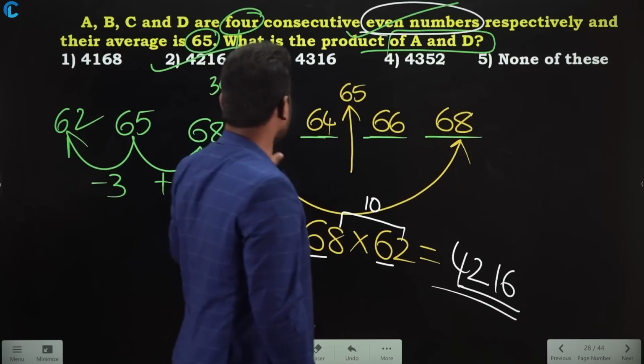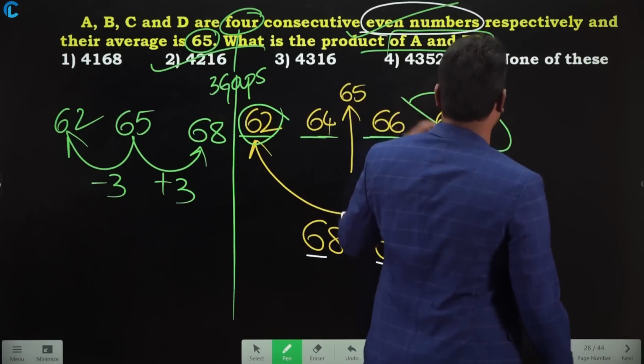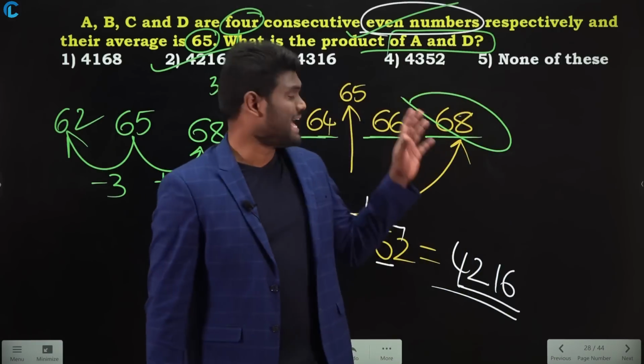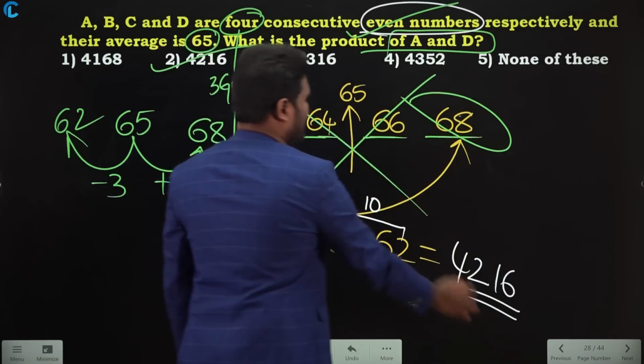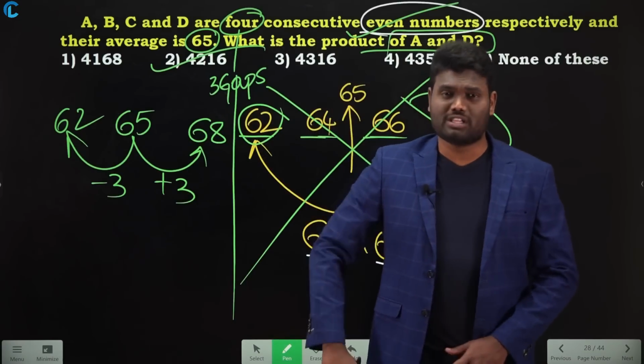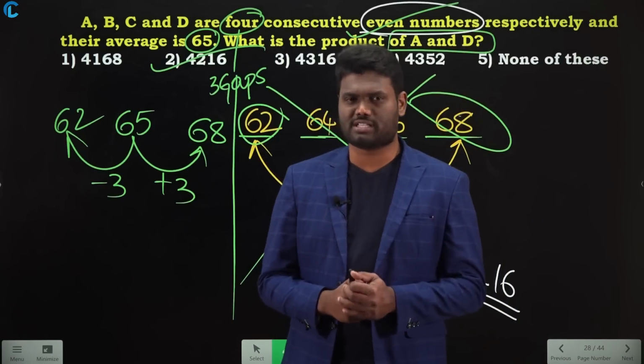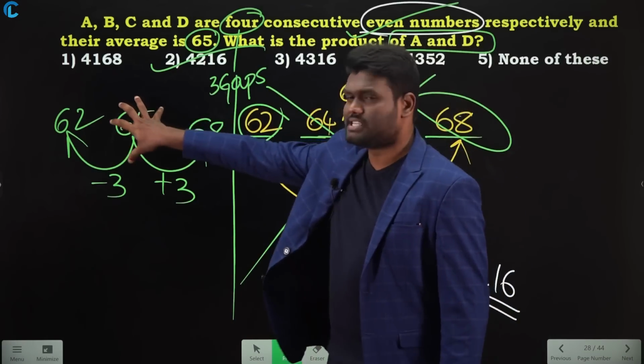Look here, the lowest number is 62 and the highest number is 68. So it is the same as whatever we calculated earlier. If you don't want to do all this calculation and you want to use the concept of gaps, then you just need to know that the average is nothing but 65.